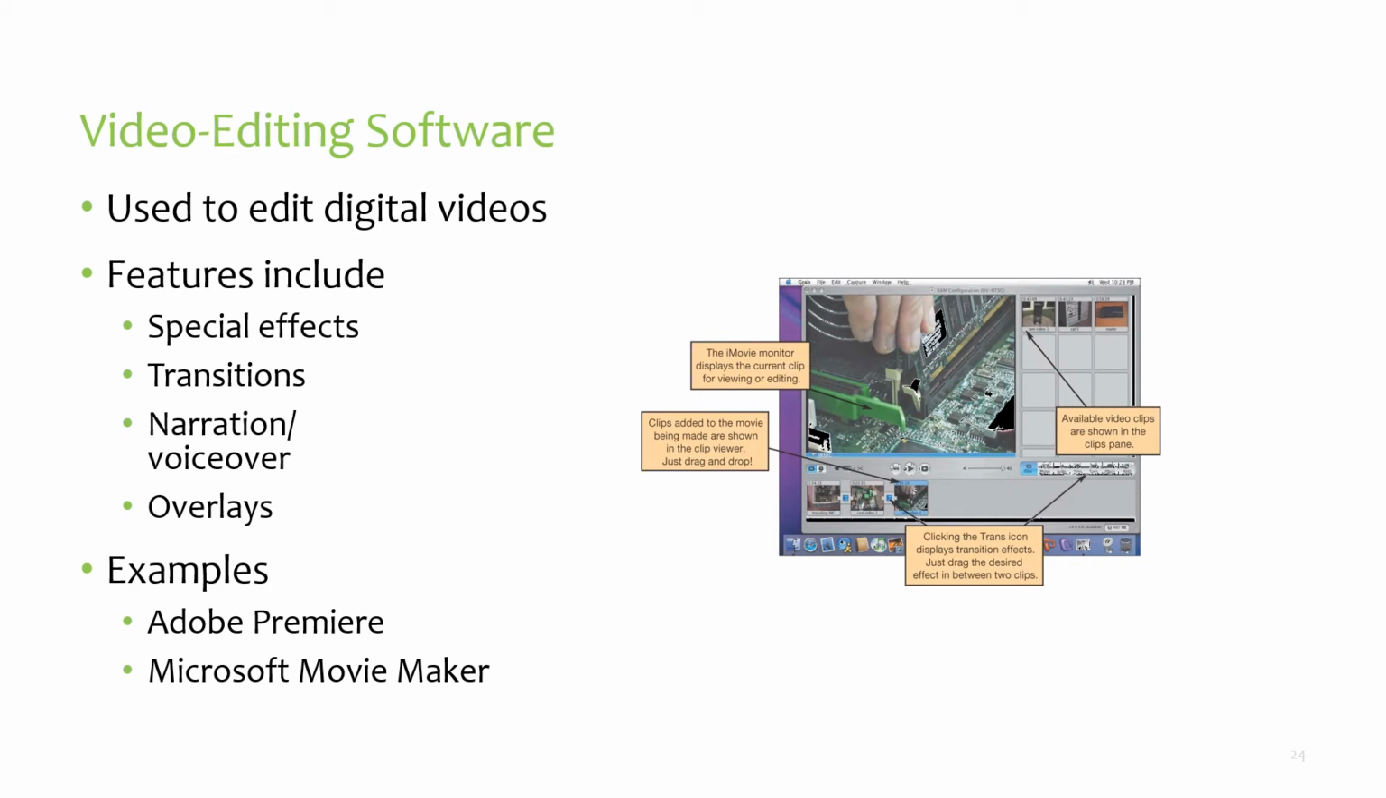Digital video editing software is used to edit digital videos. Features include special effects, transitions, narration or voiceover, and overlays. Although the most expensive products, like Adobe Premiere, offer the widest range of special effects and tools, there are some moderately priced video editing programs, such as Microsoft Movie Maker.